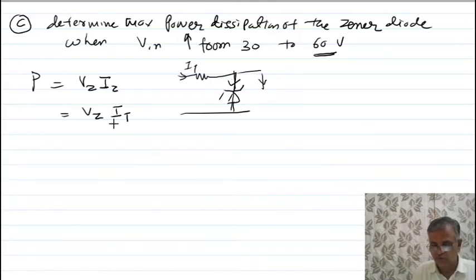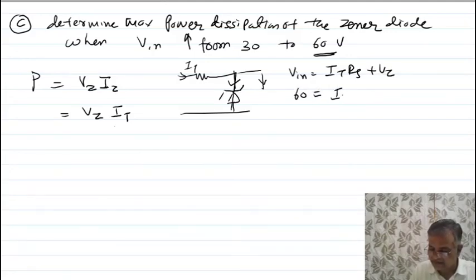That's why I am writing I total. So you know the formula, V in is equal to I total into RS plus VZ. This is already the 60 volt we have taken, I total into 4000 ohm. This is your 18 volt. So I can write total current I will get of the order of 10.59 milliampere.